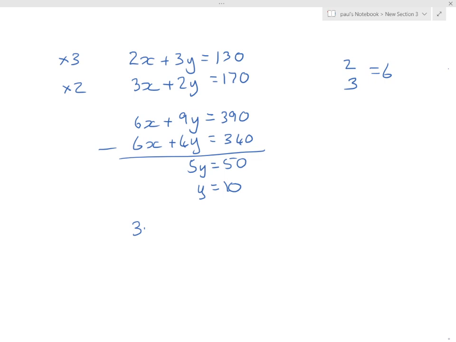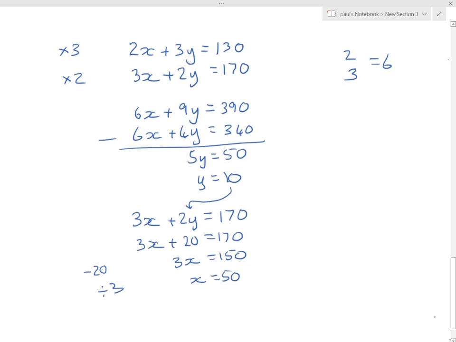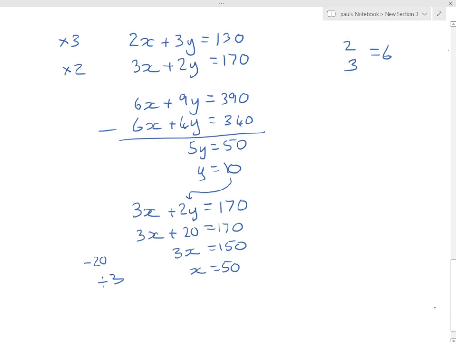So let's go back to one of these. 3x plus 2y equals 170, and y is 10. Alright, so 3x plus 20 equals 170. Take 20 away, and 3x will be equal to 150. Divide by 3, x is equal to 50. Okay, so there's a way out. Multiply the top and the bottom.